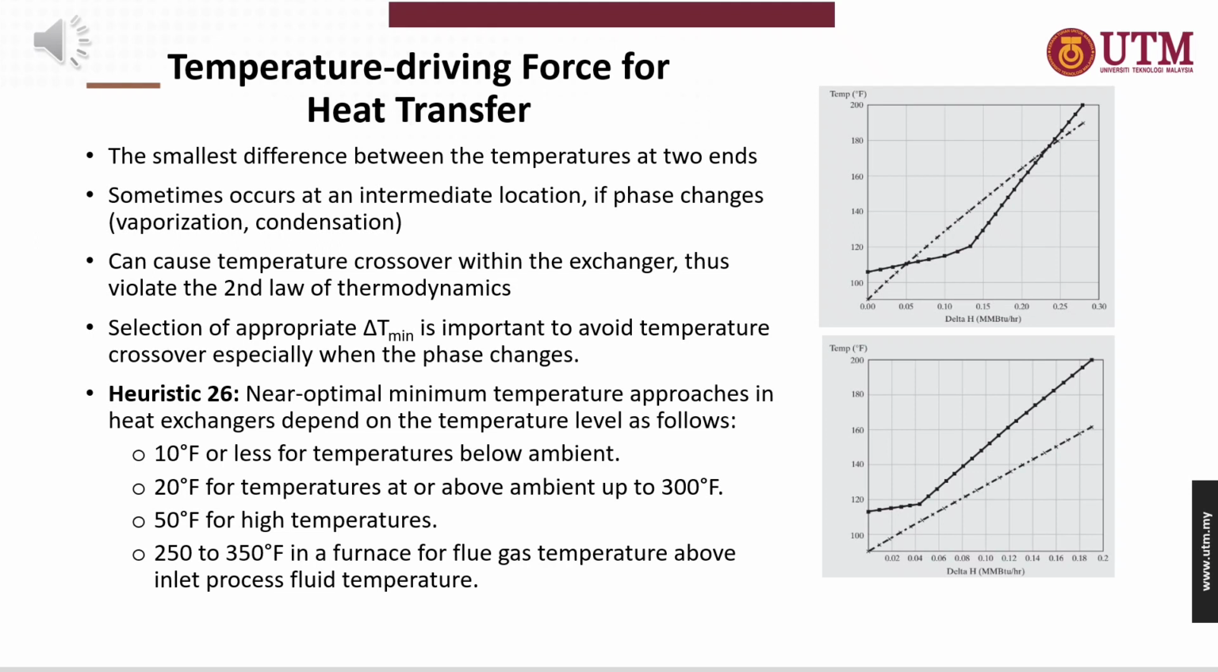According to heuristic 26, near optimal minimum temperature approaches in heat exchangers depend on temperature level as follows: 10 Fahrenheit or less for temperatures below ambient, 30 Fahrenheit for temperatures at or above ambient up to 300 Fahrenheit, 50 Fahrenheit for high temperature, and finally 250 to 350 Fahrenheit in the furnace for flue gas temperature above inlet process fluid temperature.